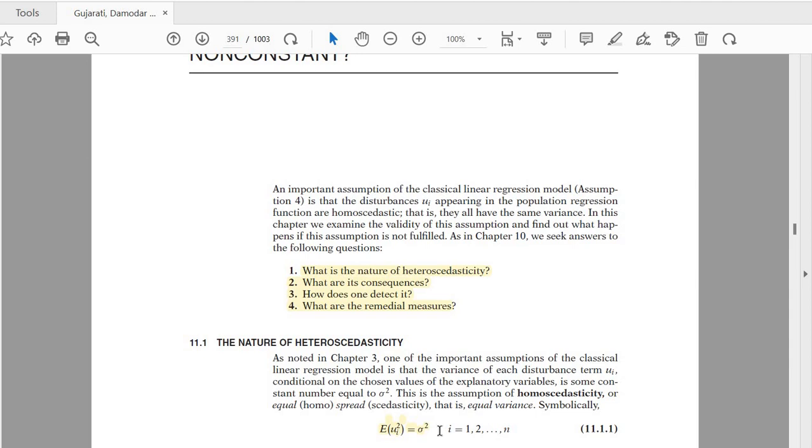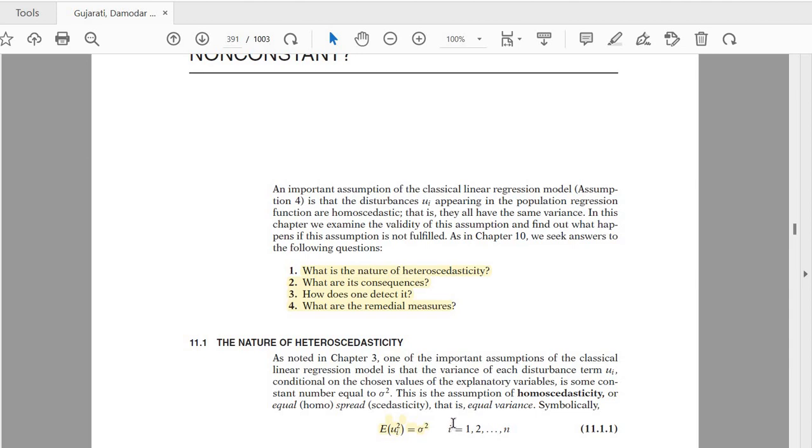That means that if we are taking x1, the variability of ui is the same as if we are taking x2. There are ui's consistent with every xi value, and in homoscedasticity we assume that if we change x values, from x1 to x2 to xn, each x value corresponds to some ui values, and those ui values should have constant variance. Then it is called homoscedasticity.